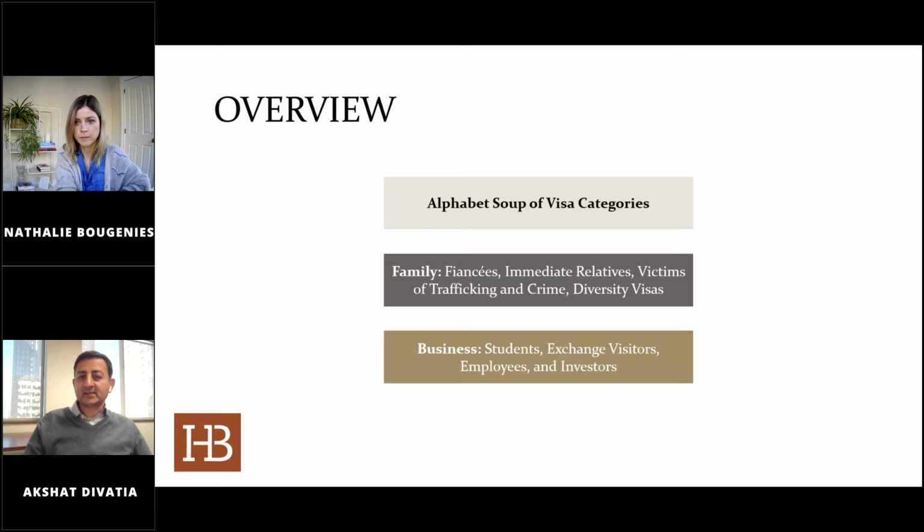Our focus today is going to be on the business visas. And I've lumped in the students and exchange visitors in the business category as well, because the way that they're regulated by the immigration agencies is very similar to how a business would be regulated. So if a university is issuing I-20s to students to study in the US, that university is going to be treated like a business entity, and it will have regulatory criteria that it will need to comply with.